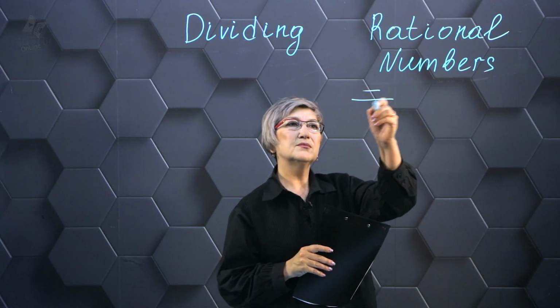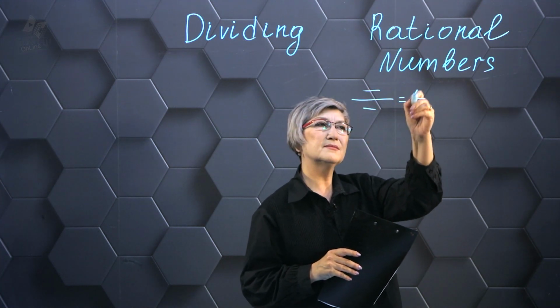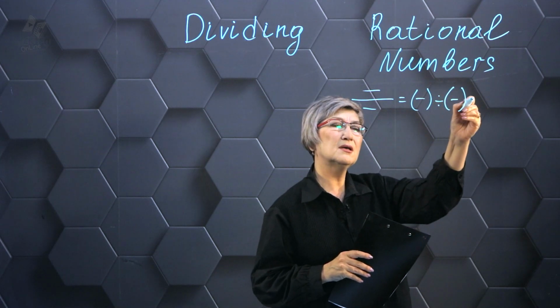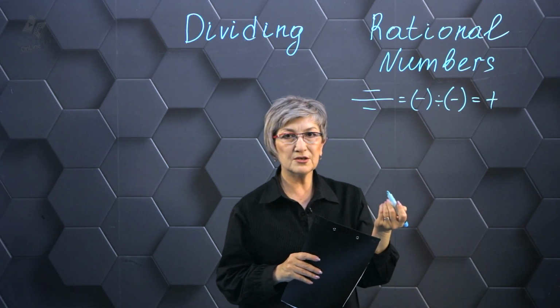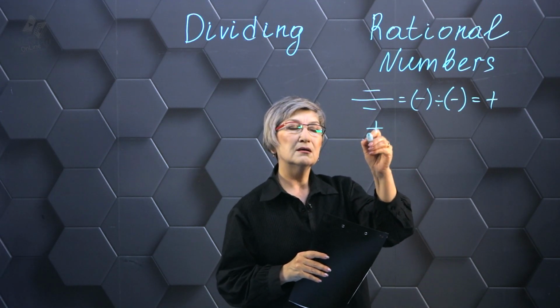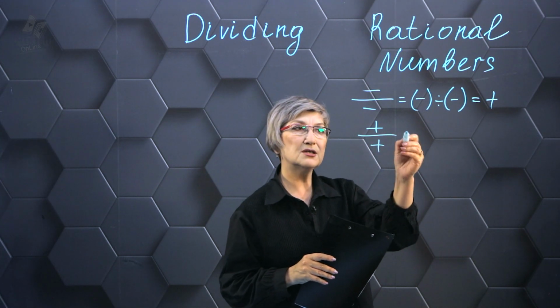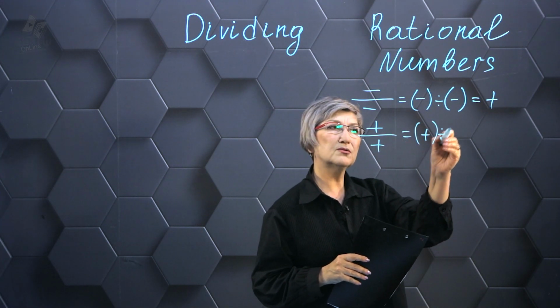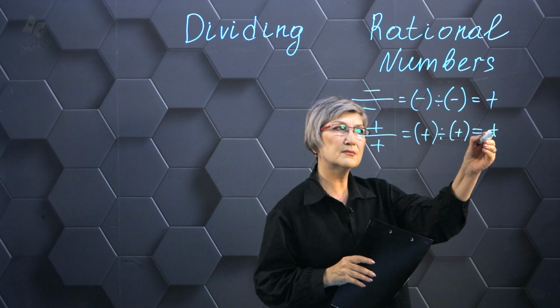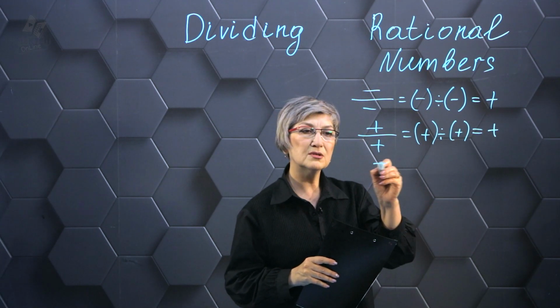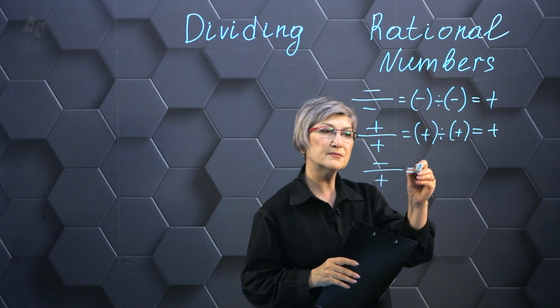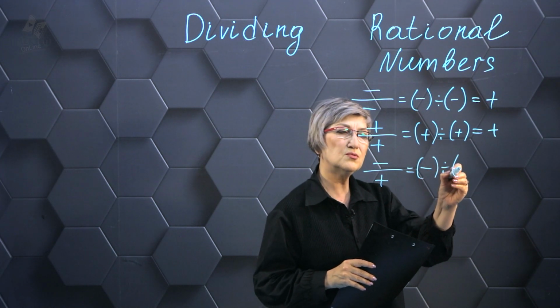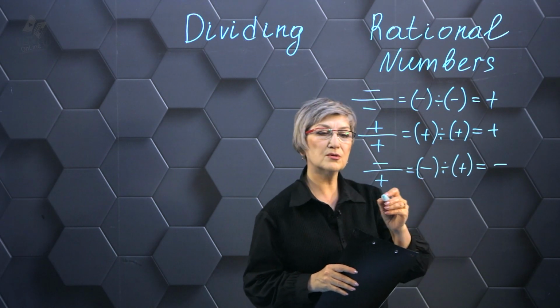If I divide two numbers with the same signs, the result is a positive number. If I divide two positive numbers, the result is a positive number. If I divide two numbers with different signs, the result is a negative number. A positive number divided by a negative number is also a negative number.